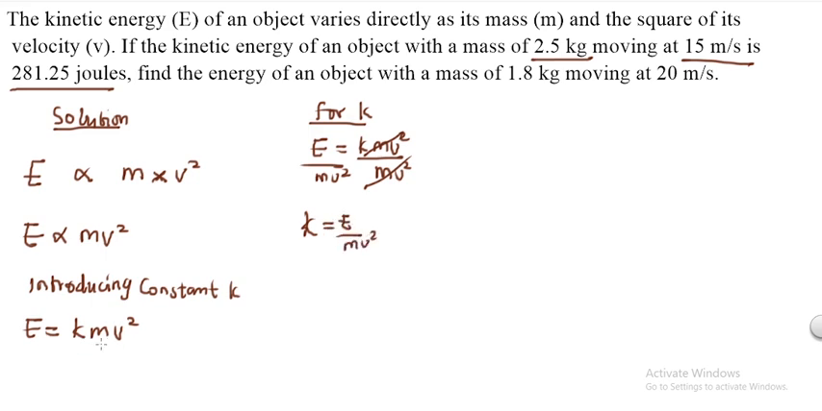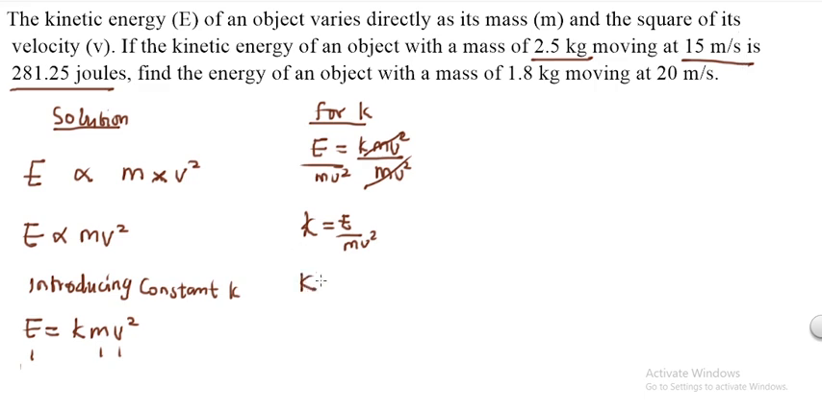Now in the question, we are often given the relationship between each of these values, even without knowing our constant values. Now that relationship is that we are told that if the kinetic energy of an object with a mass of 2.5 kilograms moving at a velocity of 15 meter per second is 281.25 joules. So this is the information that we use. Now the energy we are given is 281.25 joules. The mass we are given is 2.5 kilogram. The velocity we are given is 15 meter per second.